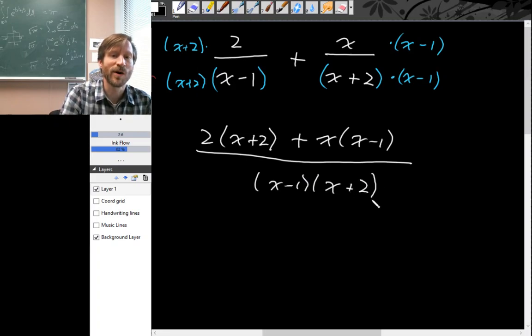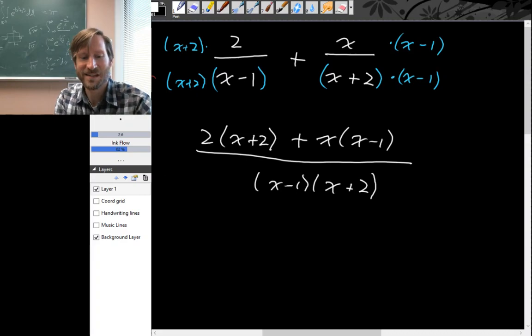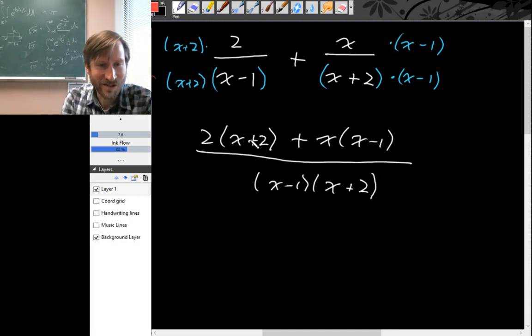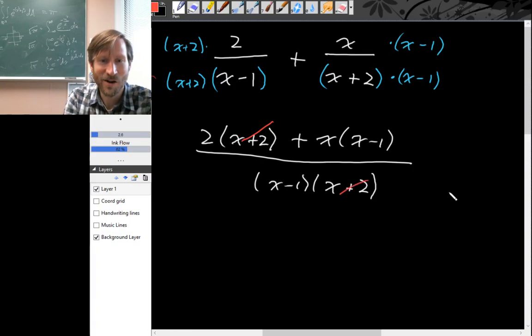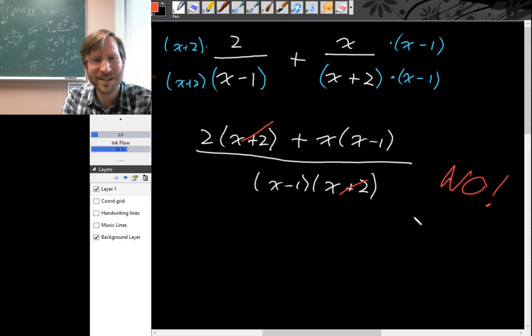And it's at this point that I often see students make this mistake. So they see, in the numerator there's an x plus 2, and in the denominator there's an x plus 2, so I can cancel these, right? No, that's not right. If you could, you could also cancel the x minus 1, and then this wouldn't have any denominator at all, which seems somewhat unlikely.